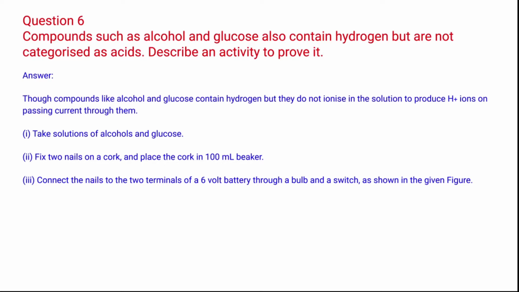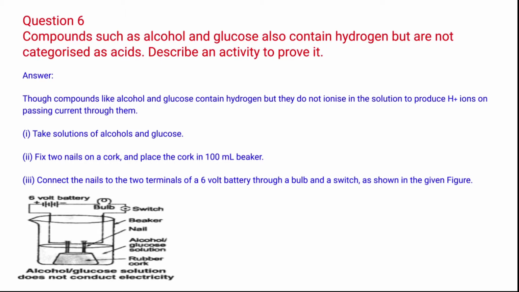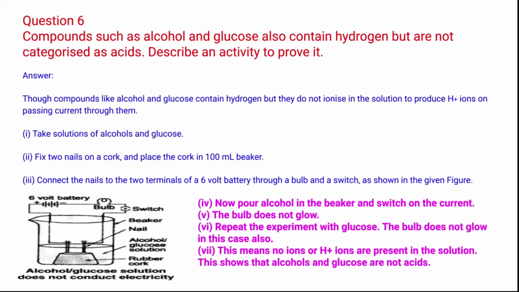For this, take solutions of alcohol and glucose, fix 2 nails in a cork and place the cork in a 100 ml beaker. Connect the nails to the 2 terminals of a 6 volt battery through a bulb and a switch as shown in the figure. Now pour alcohol in the beaker and switch on the current. The bulb does not glow. Repeat the same experiment with the glucose also. The bulb does not glow in the case of glucose also.